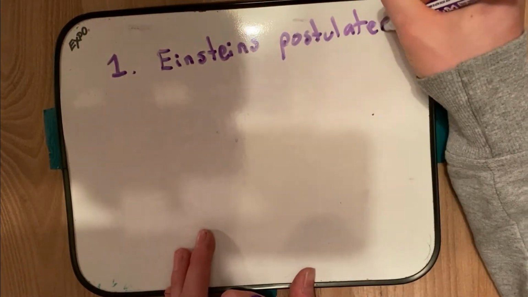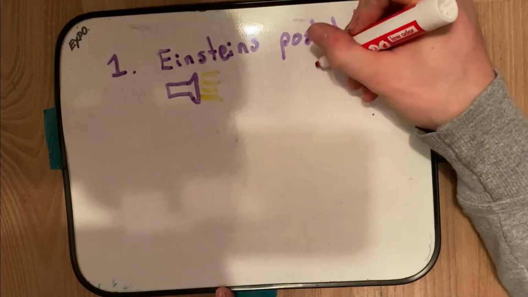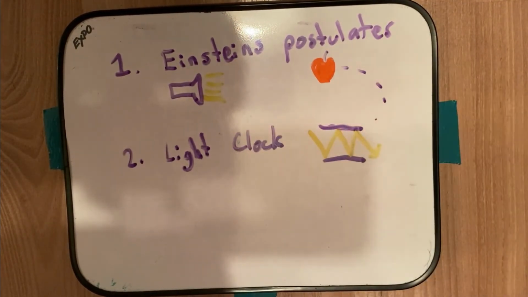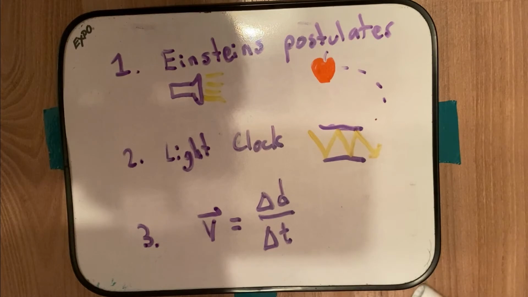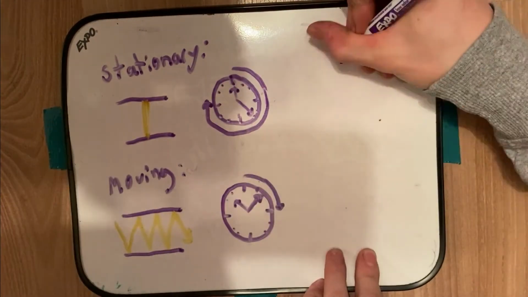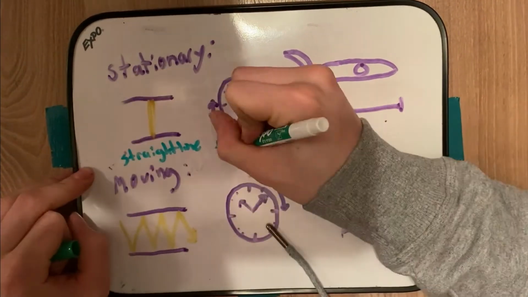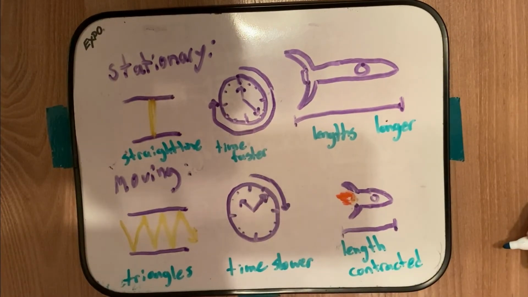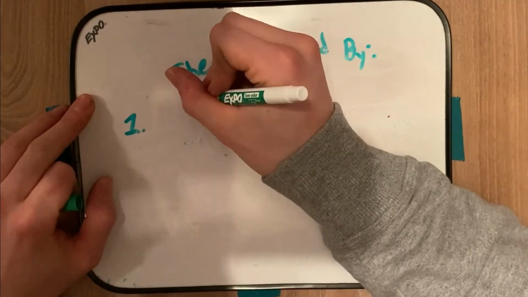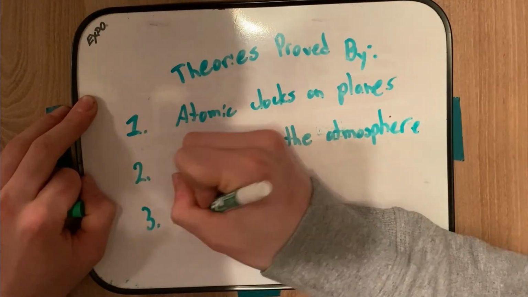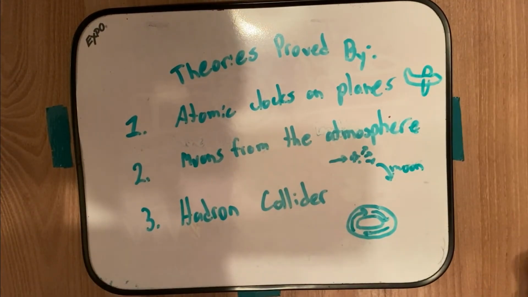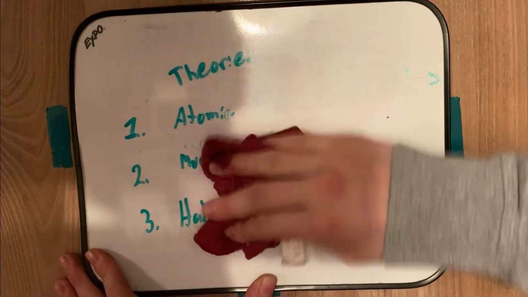To recap, the three things that must be known to understand relativity are Einstein's postulates, the function of a light clock, and the equation for velocity. Time dilation and length contraction occur to keep the speed of light the same for all observers, which will slow time and shorten objects in motion. Finally, these concepts have been experimentally proven by atomic clocks, muons, and the Hadron Collider.